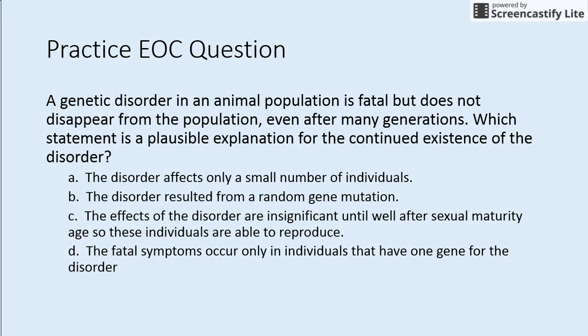So the only way that this gene could continue to show up in the population is if the effects of the disorder don't happen until after they're able to have a baby. Once they have a baby, then maybe the effects of the disorder happen and they die. But they're able to pass down the trait because they're living to the reproduction age.